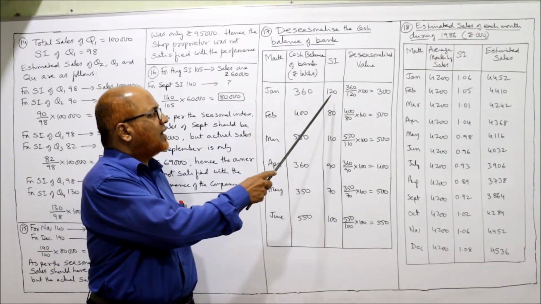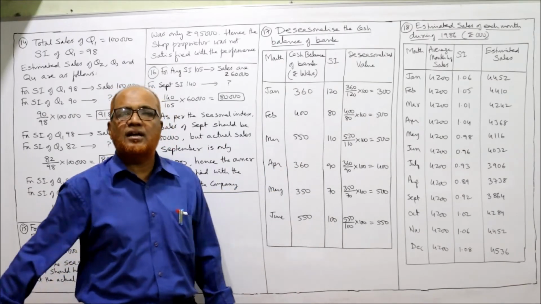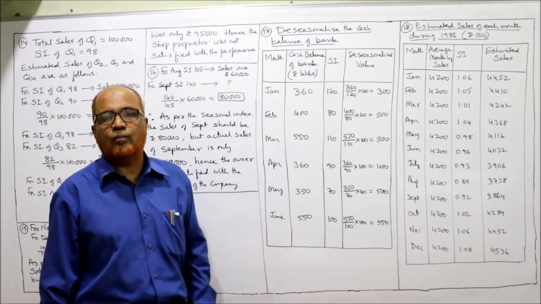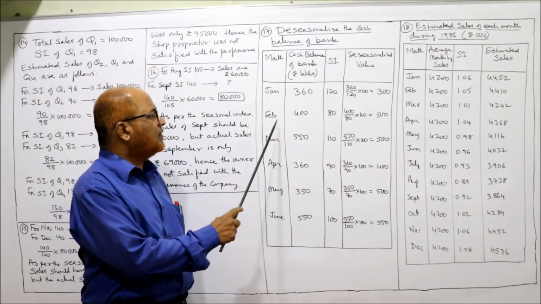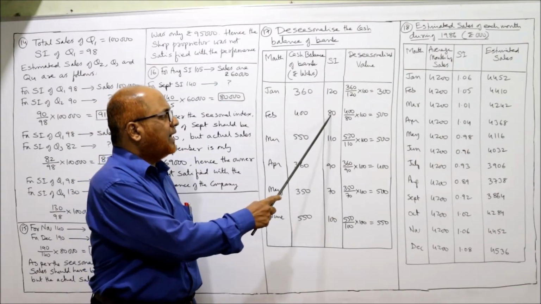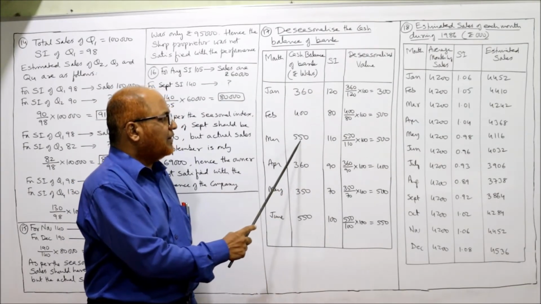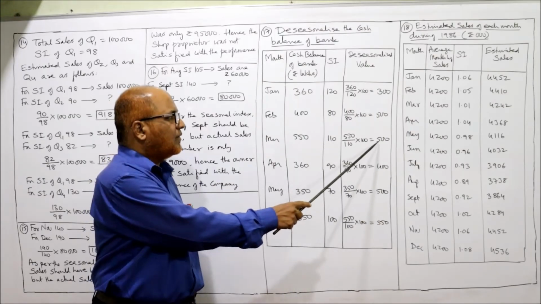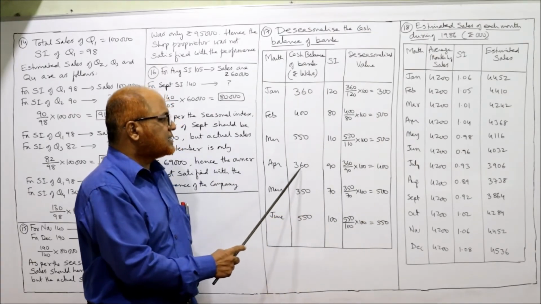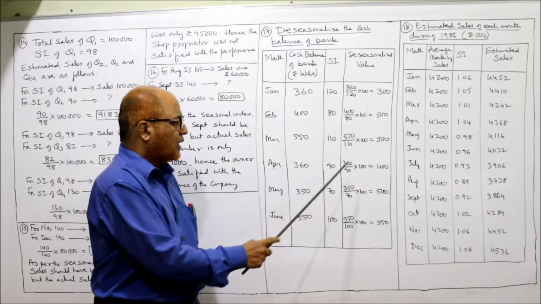So 360 divided by 120 into 100, 300 is the deseasonalized value of cash balance. Similarly for February, 400 divided by 80 into 100, 500. 550 divided by 110 into 100, 500. Similarly 360 divided by 90 into 100, 400.